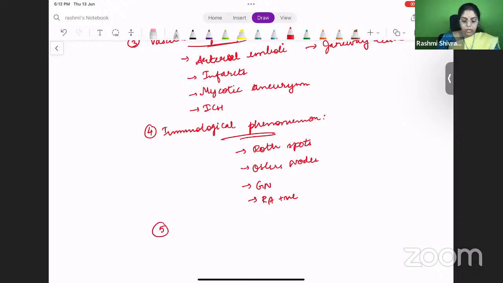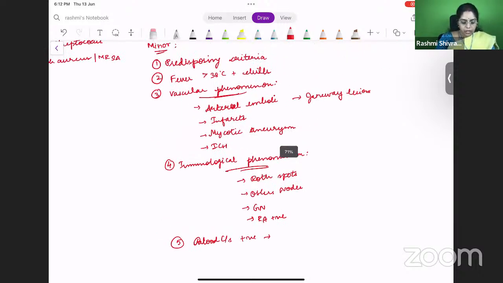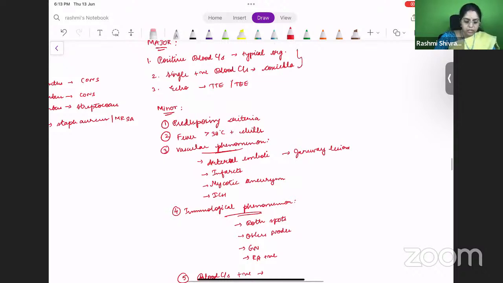There is one more thing. The fifth minor criterion is microbiologic evidence. That is, the blood culture will be positive, but it will not satisfy the major criteria. It will not be a typical organism, or it will not be Coxiella burnetii. There will be some blood culture which has been grown, but it is not a typical organism. So blood culture is one major criterion, and echocardiographic evidence is the second. So you have 2 major and 5 minor criteria.